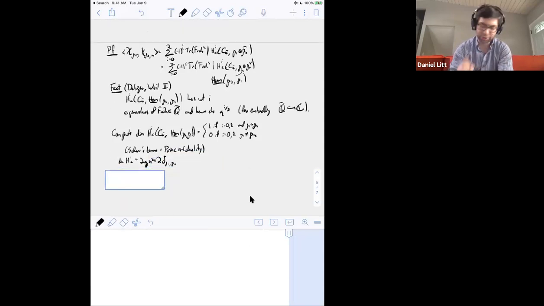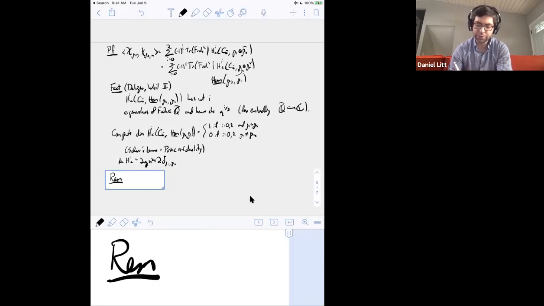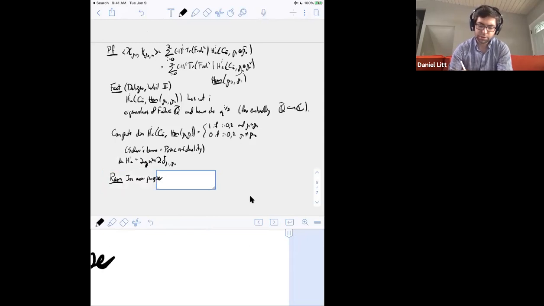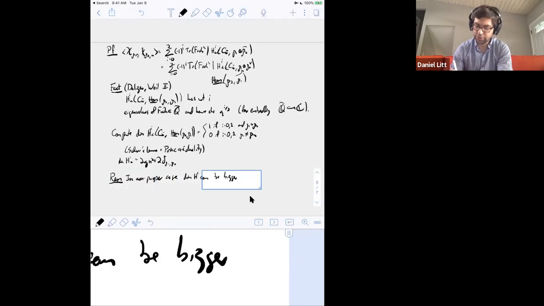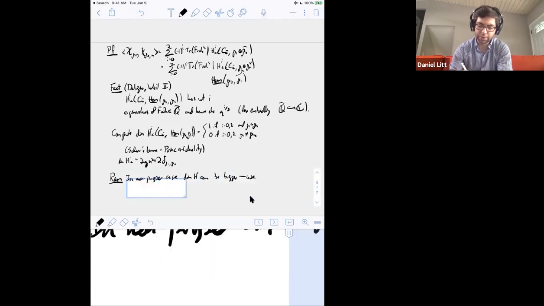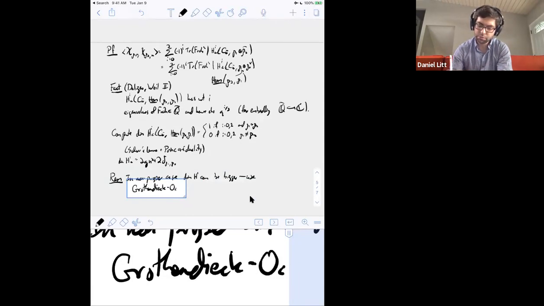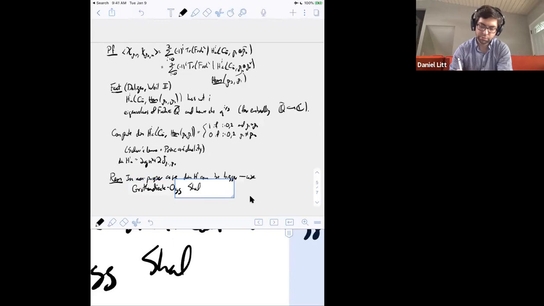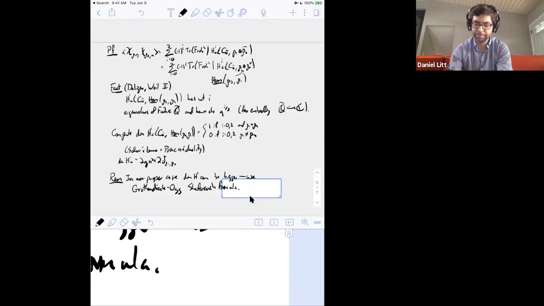So before explaining why we win, let me make one more remark. So in the non-proper case, this is the only place things change. This is the only place I've really used properness so far. So in the non-proper case, this dimension of H1 can be bigger, and you have to use something called the Grothendieck-Shafarevich formula to control it. And for experts in the room, that's where the Swan conductor comes in.